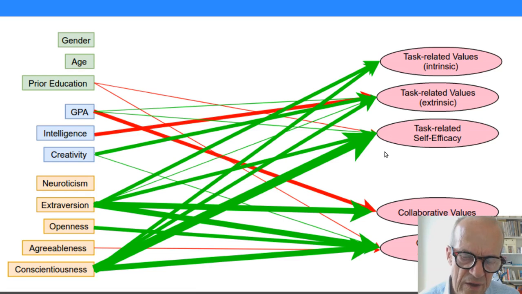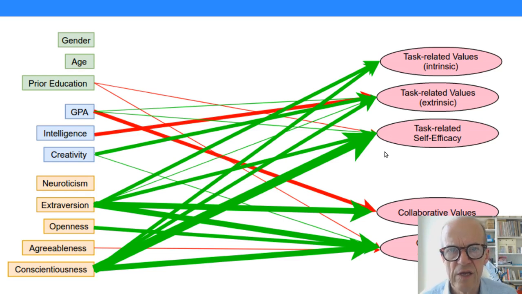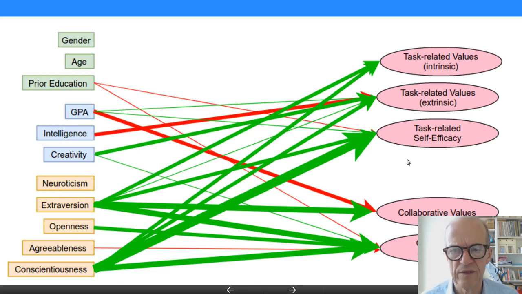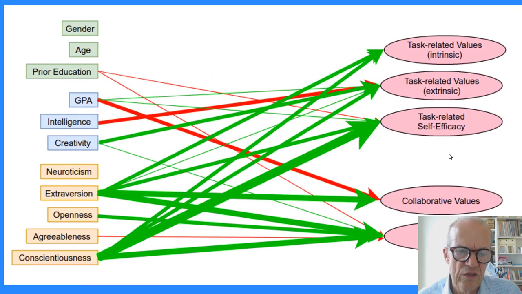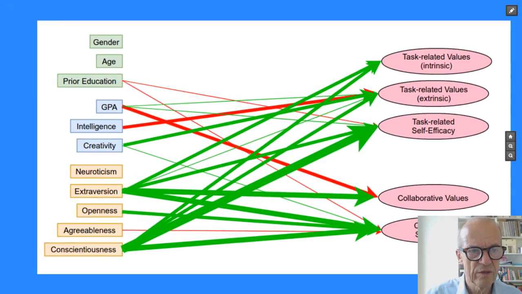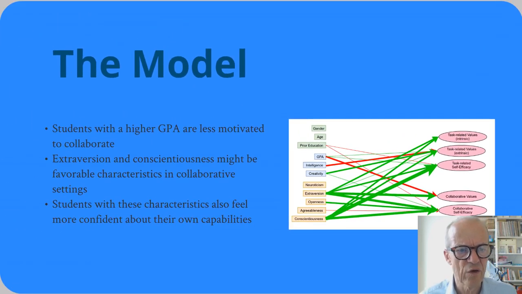So a very strong positive influence on self-efficacy. The higher the conscientiousness score was, the higher people consider themselves as able to complete the task and the collaboration part of the task. And extraversion also influenced positively the values, intrinsic and extrinsic, of the task, and also the perceived value of collaboration. Well, here are the major conclusions.